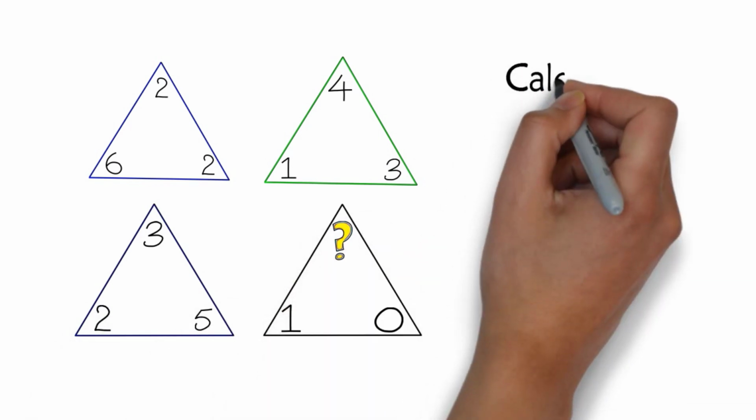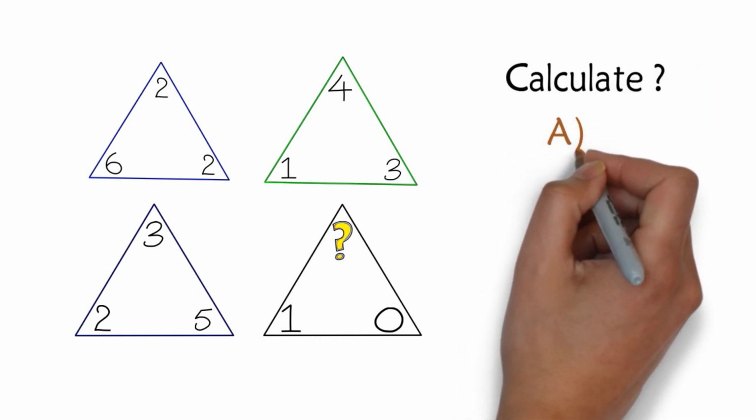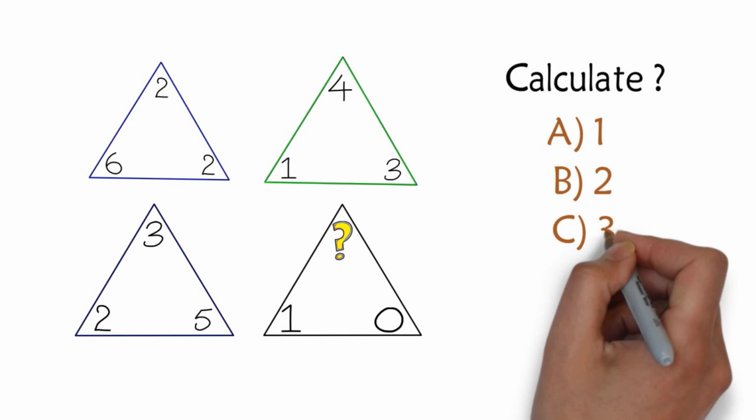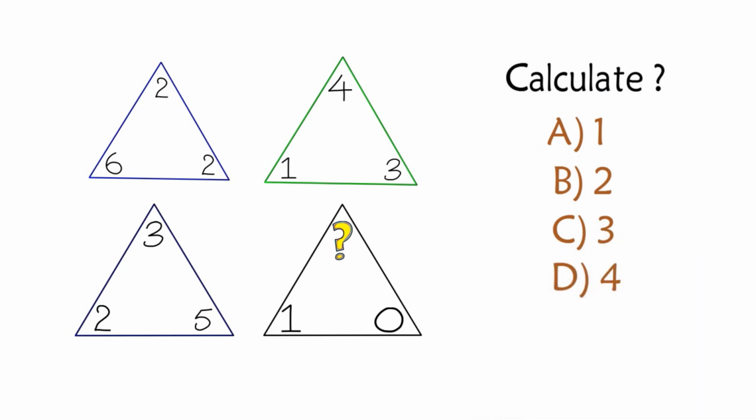You have 4 different choices. You have choice A, 1, you have choice B, 2, you have choice C, 3, and you have choice D, 4. Can you determine the answer? Let's continue to see how we can solve this challenge together.